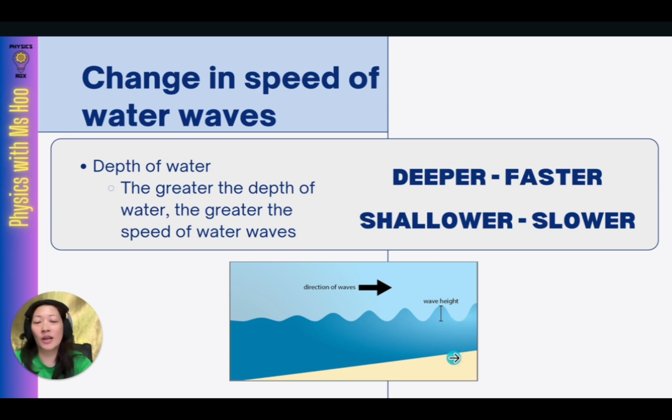That's why the shallower the water, the slower the speed of water. Like I said, you don't need to know and explain this, but hopefully this will help you remember how the depth of water affects the speed of the water waves. A quicker way to remember this is to look at the word shallower and observe that the word slower is already there. So just remember that when the water is shallower, it's slower. So this is what I always tell my students to help them remember how the depth of water affects the speed of water waves.